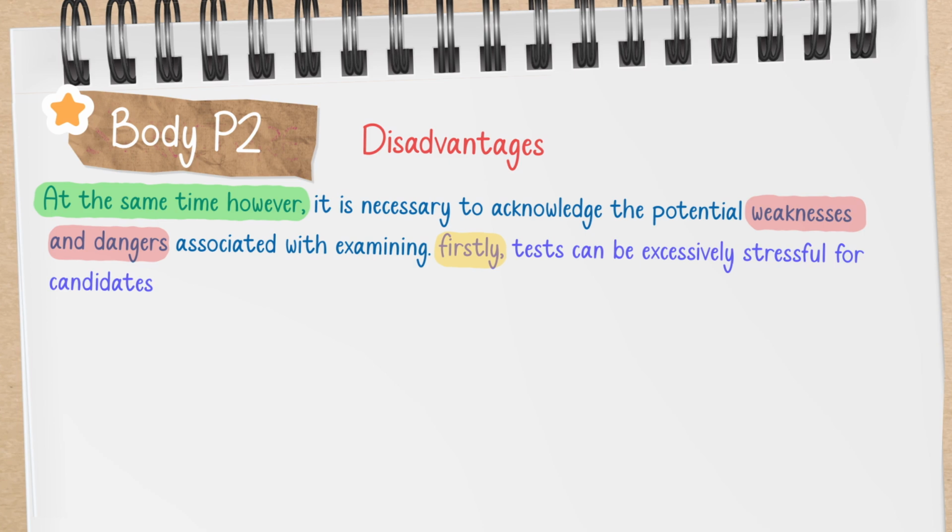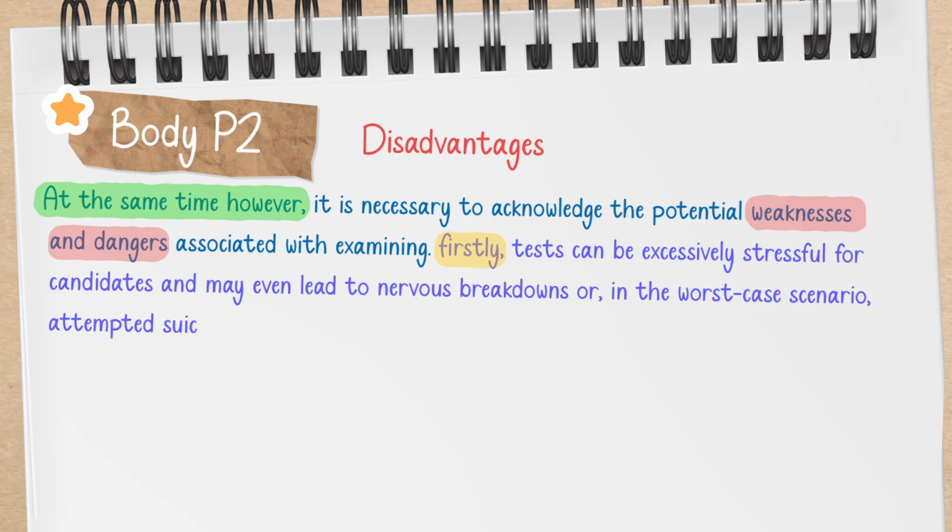It can be stressful. How? Or you can write about the results or consequences of this stress amongst students, and may even lead to nervous breakdowns or, in the worst case scenario, attempted suicide. So this is the result. This is the consequence of that stress among students, right? Sometimes in supporting your main idea, you can talk about consequences of that negative point or positive point. And this is what I've done here in this part.